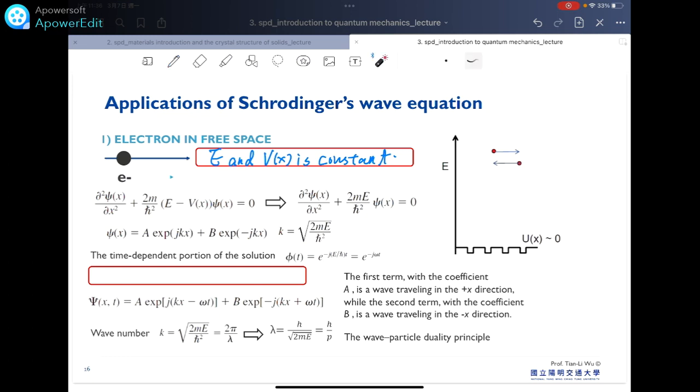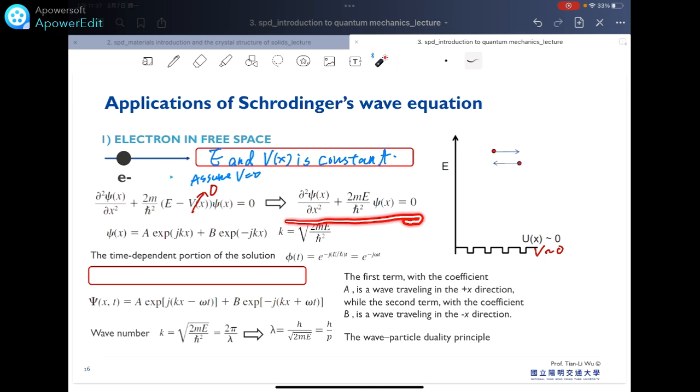And so now we go back to this time-independent Schrodinger wave equation. Because this is free space, V is equal to 0, because there's no barrier. So we assume V equal to 0. Then we can start to further derive this equation.